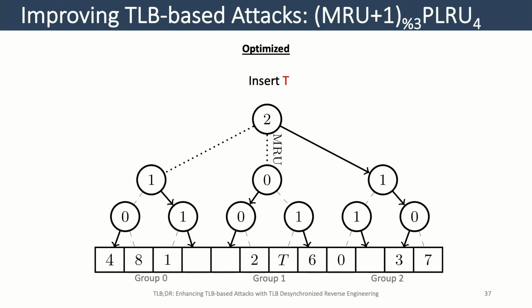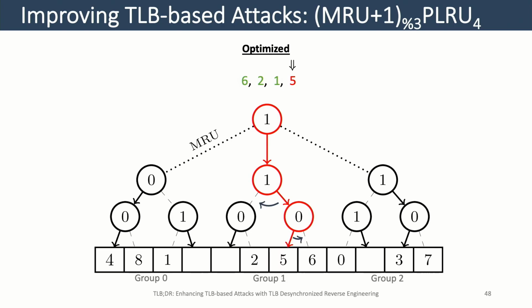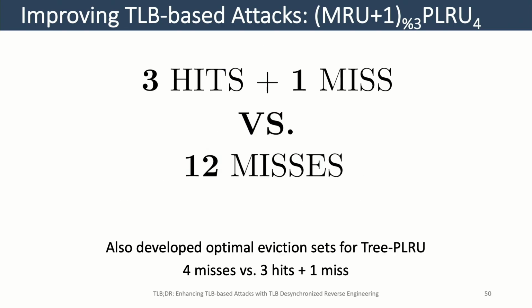So for example, if we have an entry T that gets inserted, we have the following state, and now we want to evict T with the minimal steps possible. So how we do this is we issue a hit on 6 to update this lower node to point at T. Then we issue a hit on entry 2 to update the middle node to point to the right, and then we issue a hit on entry 1 to make T the next victim. So now if we trigger a TLB miss, T will be the victim and we evicted it. So with only 3 hits and 1 miss, we can now evict an entry out of the TLB compared to 12 misses that were required with the naive eviction sets.